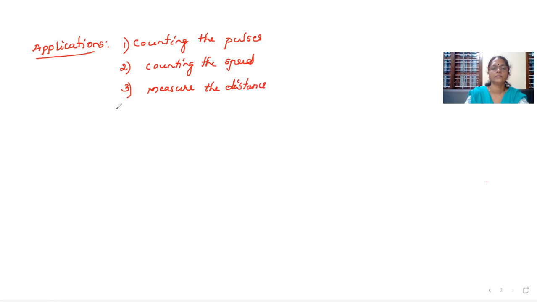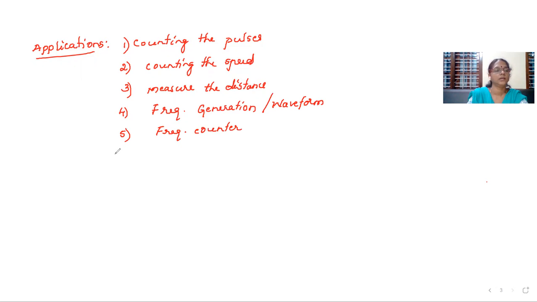They are used as frequency generators. Frequency generation is another application of counters. They are also used in frequency generation or waveform generation. They are used as frequency counters also. Along with the generation, they are used as frequency counters. They are used for multiplexing purposes, parallel to serial data conversion.